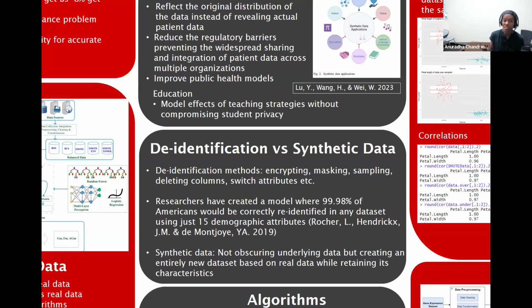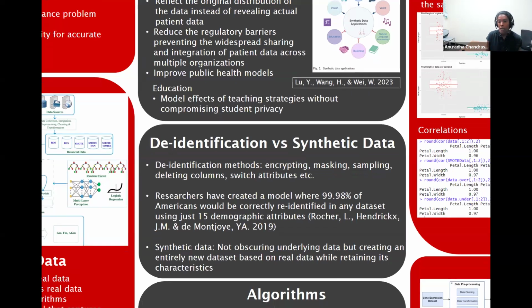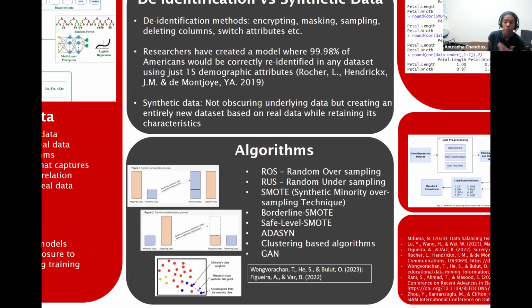So that's the problem with de-identification techniques. Now, synthetic data: we're not obscuring the underlying data, we're creating an entirely new data set based on the real data, but you're still retaining its statistical properties. That's the advantage of that. And here are the algorithms that could help create those.